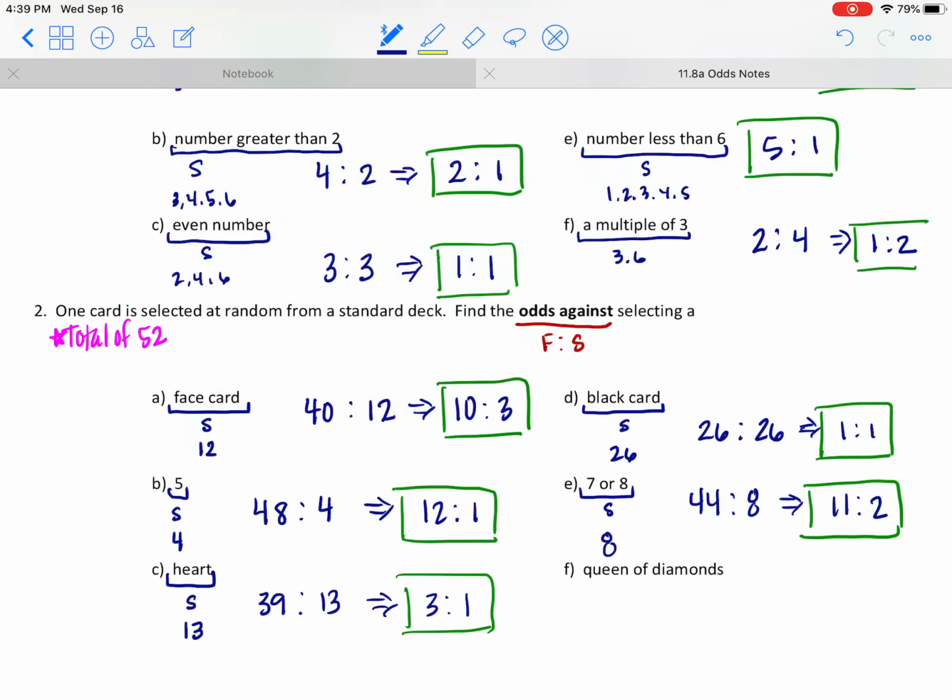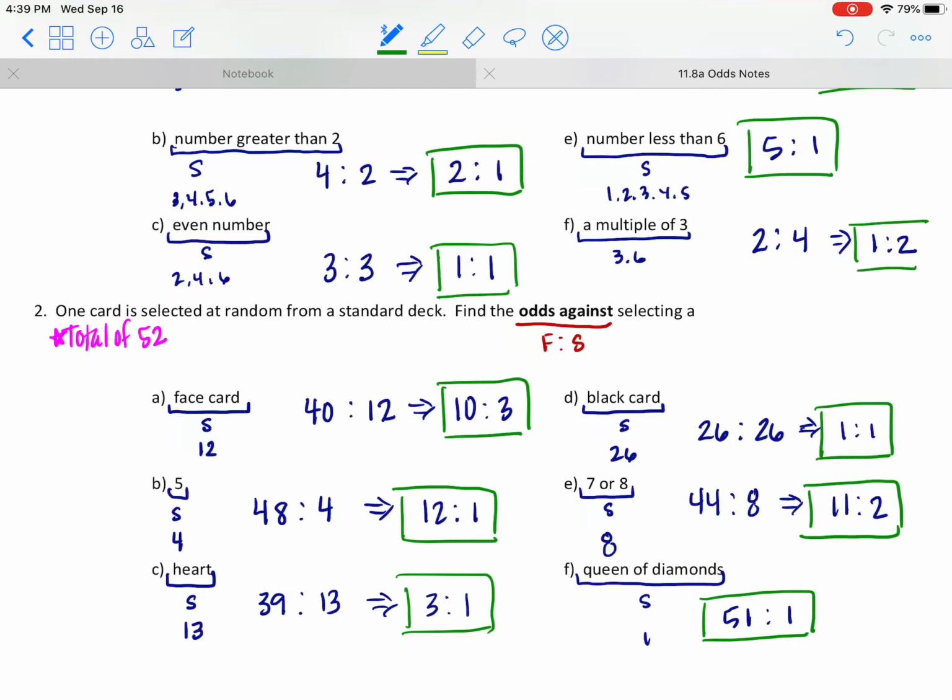Alright, how about a Queen of Diamonds? The Queen of Diamonds is a success. How many Queen of Diamonds exist in the deck? Well, that's just 1. So we have 1 Queen of Diamonds. That means the other 51 cards are not the Queen of Diamonds, and that's not going to reduce. So the odds against picking the Queen of Diamonds are 51 to 1.